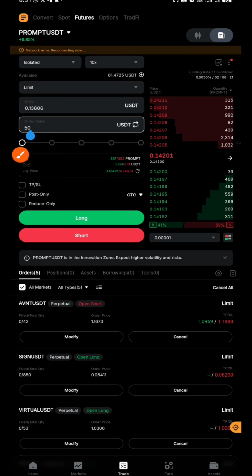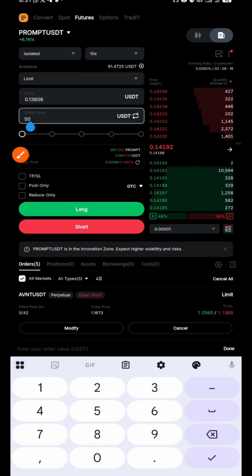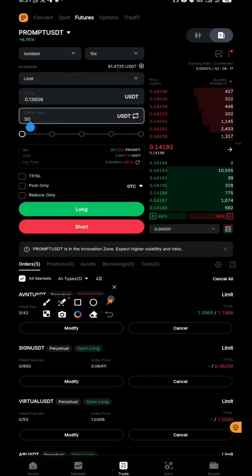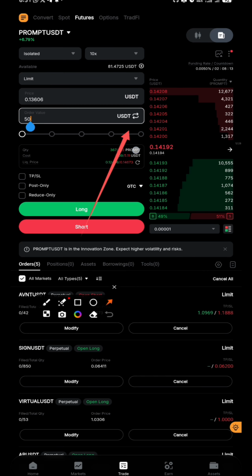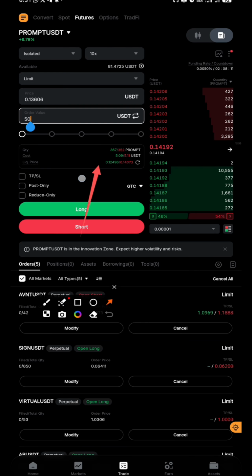Now if I increase it, and this is because of my leverage as well, if I reduce this leverage, everything here will change automatically, right? But I'm leaving my leverage like that.